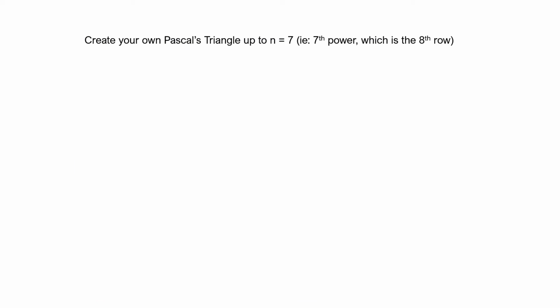Okay, so that ended kind of abruptly, but he was going to go on and on, so I just cut it off. On your piece of paper, so you're taking your own notes today, there's no handout, I want you to press pause here and create your own Pascal's triangle up to n equals 7. That's the 7th power, which is going to be the 8th row. So just press pause here and draw that triangle, and then I'll show you the correct one in a second.